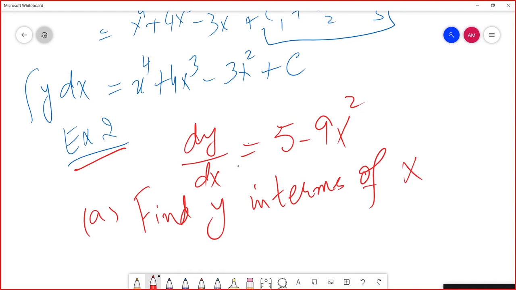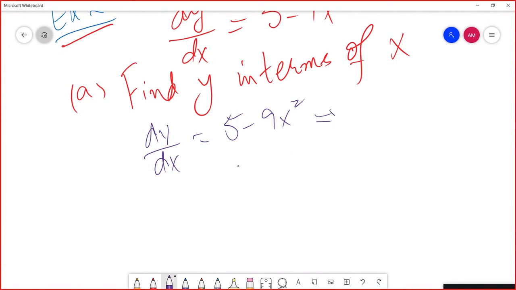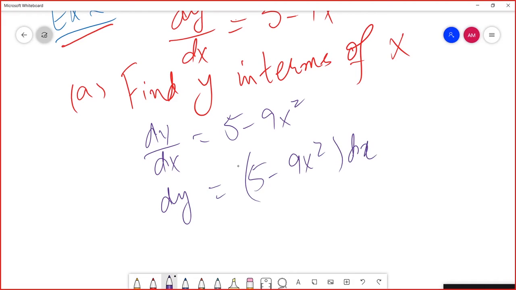So anti-differentiate that, but we would do it in a manner that you would understand. Let's write it again: dy upon dx is equal to 5 minus 9x squared. Normally we say, okay, this is dy, and I would just move the dx down. So we say dy is equal to 5 minus 9x squared times dx. We just took this dx to the other side and it is multiplied to everything. Do you understand that?